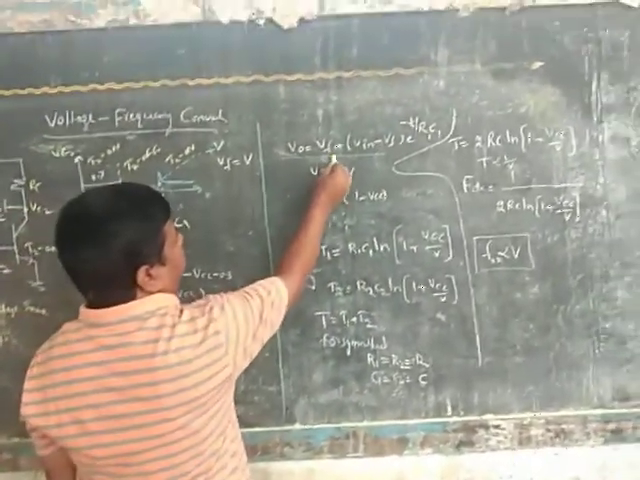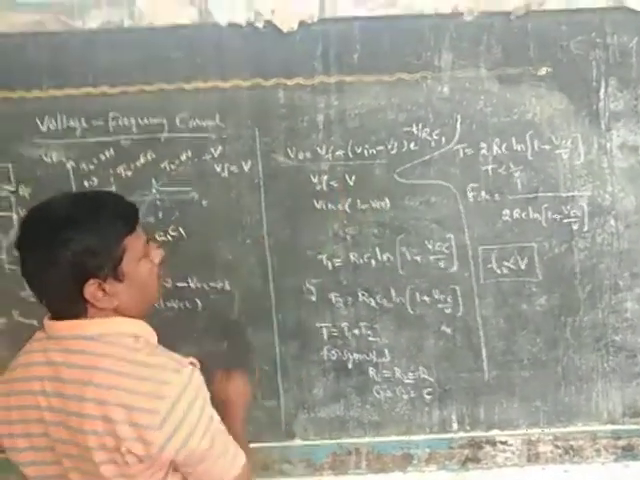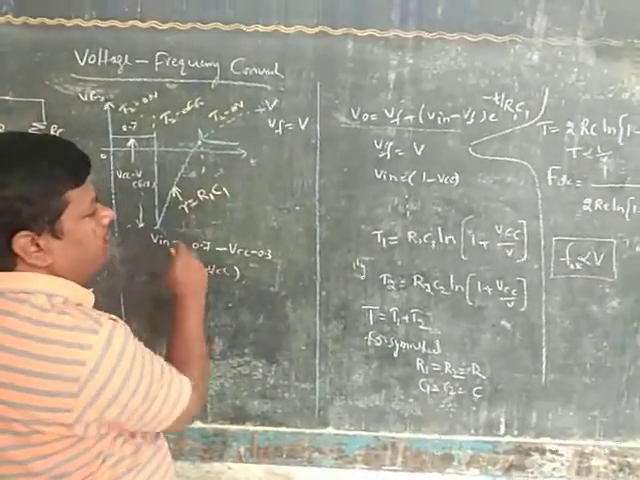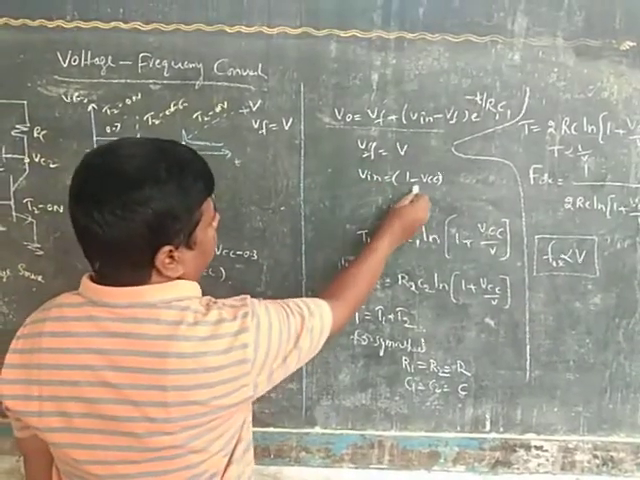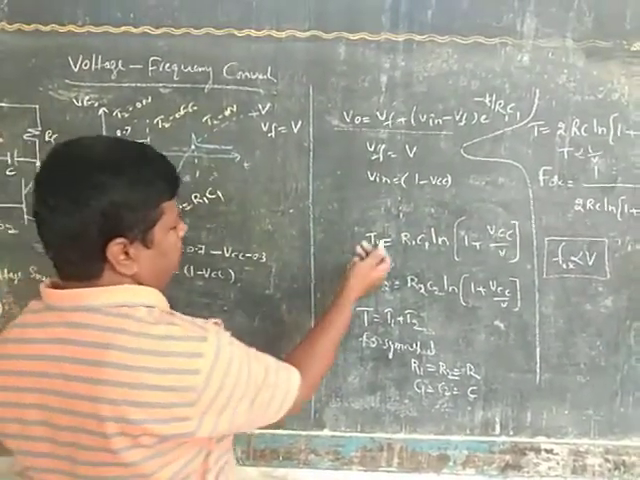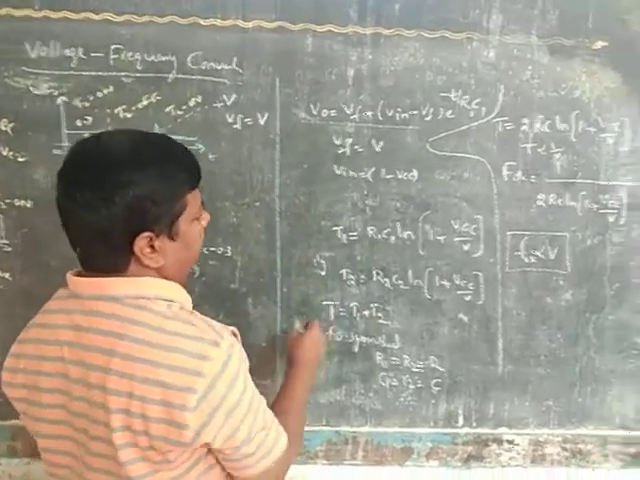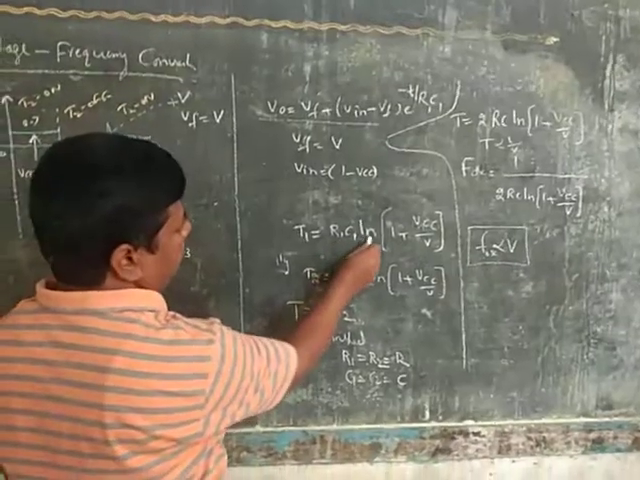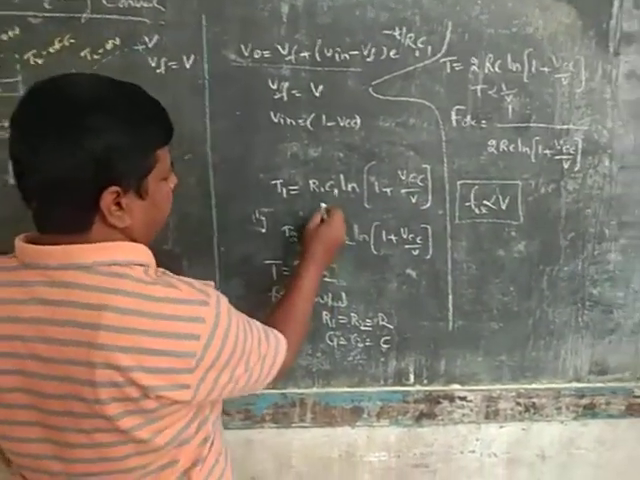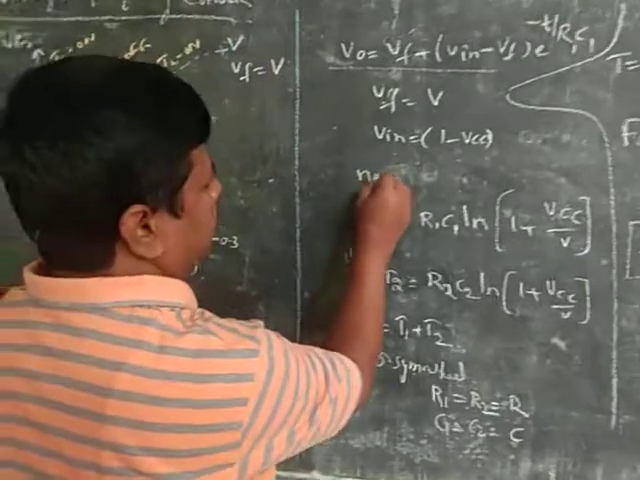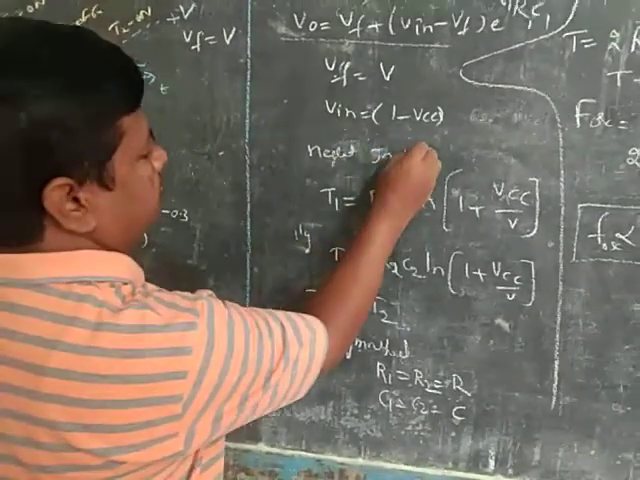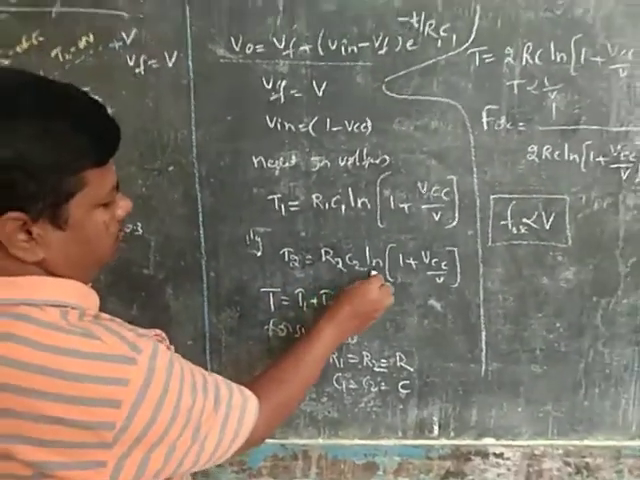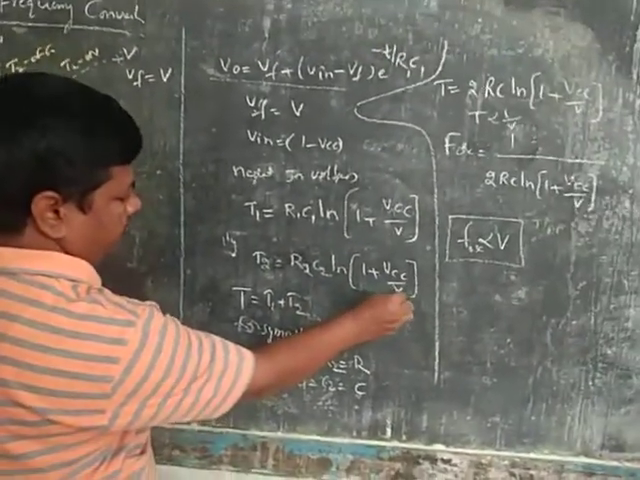Then V naught is equal to V final plus V initial minus V final into e power minus T by RC. Tau is equal to R1 C1, V final is equal to V, V initial is equal to 1 minus VCC. Then substitute and simplify same as the previous time period calculation. T1 is equal to R1 C1 ln of 1 plus VCC by V. Here neglect the junction voltages. Similarly, T2 is equal to R2 C2 ln of 1 plus VCC by V.